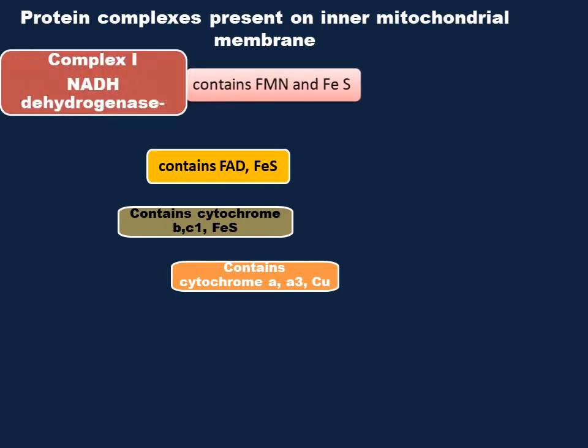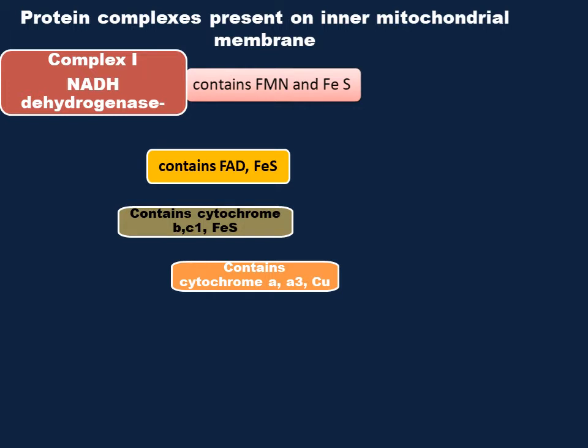So there are five protein complexes present on the inner mitochondrial membrane. First is complex 1, that is called NADH dehydrogenase. They contain FMN, flavin mononucleotide, and iron sulfur. So they will accept the electrons and they will give it to the next electron acceptor.